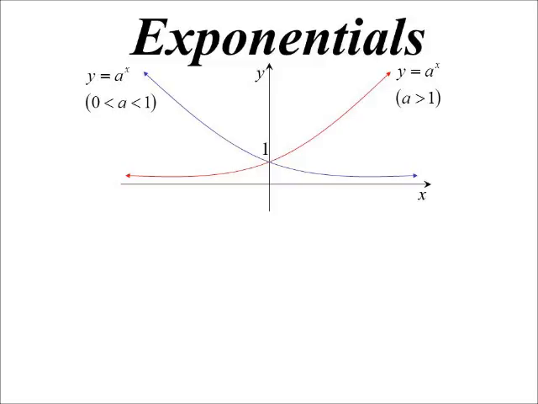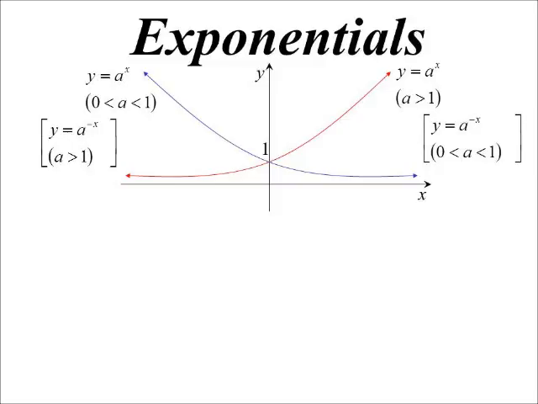So in other words, that red curve could be a to the negative x, where the base is in between 0 and 1, and the blue curve could be a to the x, where a is greater than 1. It's just you're playing with index laws, really. But there's our basic exponential curve.